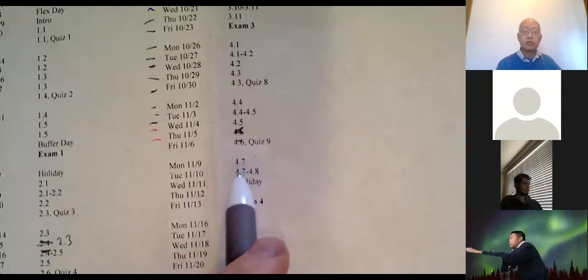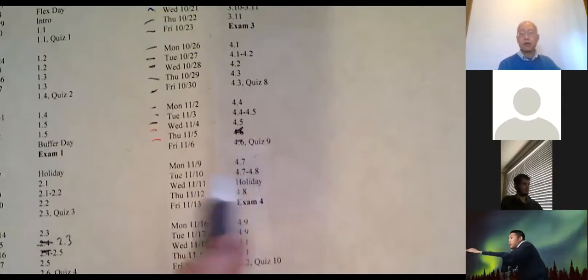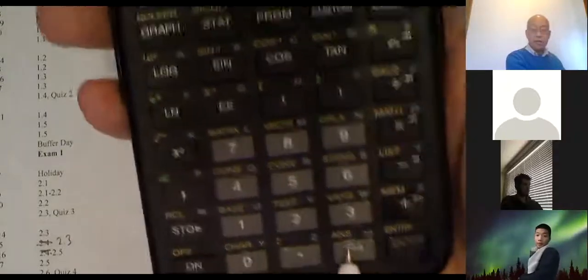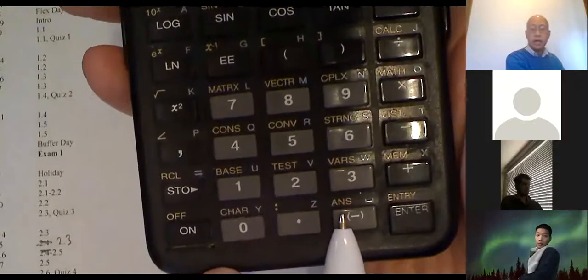I might just introduce the last section, 4.8, but I still have next Monday and Tuesday to do 4.8. It hopefully shouldn't be that bad. I will give you a little bit of a heads up on the calculator. So 4.8 is very calculator dependent. You are at a considerable advantage if you have a button that says answer, ANS.